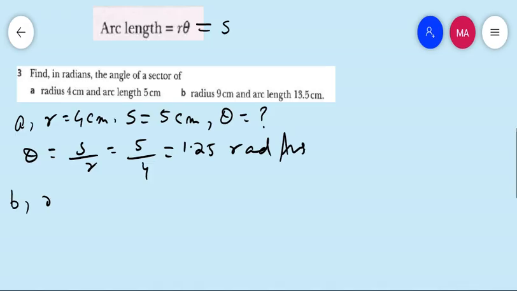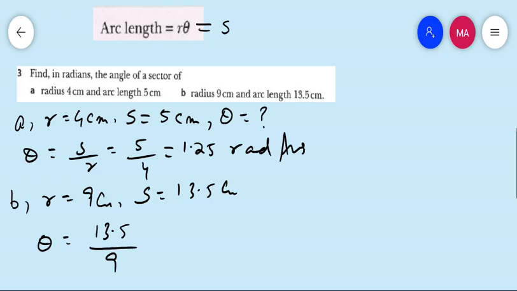Now part B, r is 9 centimeter and arc length s is 13.5 centimeter. Therefore theta is equal to s upon r. s is 13.5 upon r, meaning 9, and 13.5 upon 9 is 1.5 radians. This is the answer of part B. Let's start question number 4.